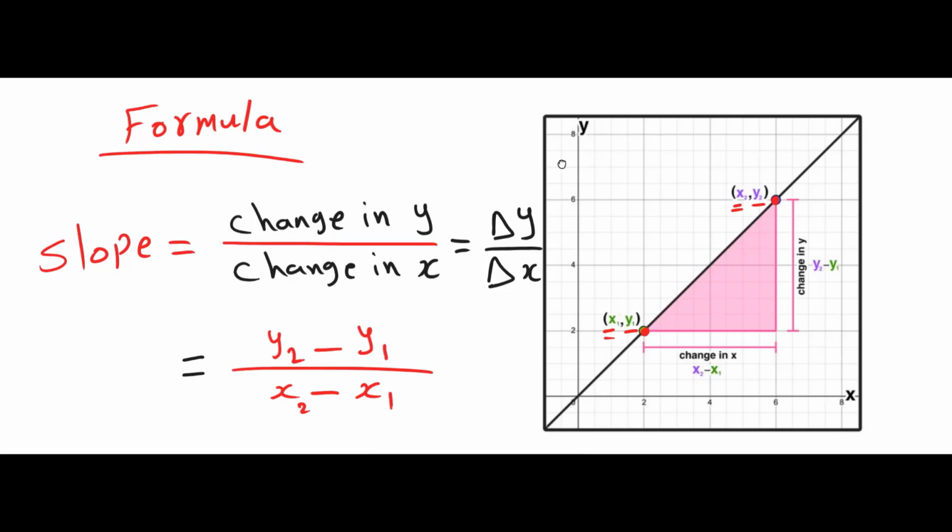Then again, to calculate slope, what will we do? Change in y over change in x. How can we calculate change in y over change in x? y2 minus y1 over x2 minus x1. If you switch the two points, no problem. For example, if you write y1 minus y2 over x1 minus x2, same answer.